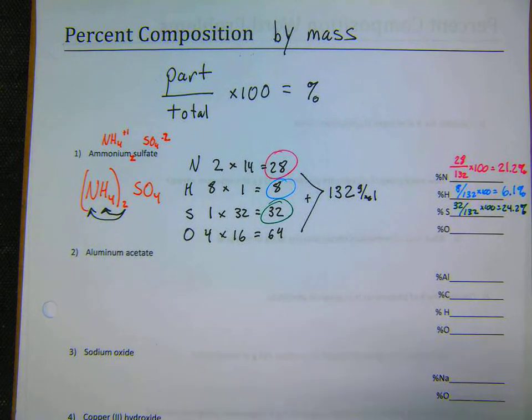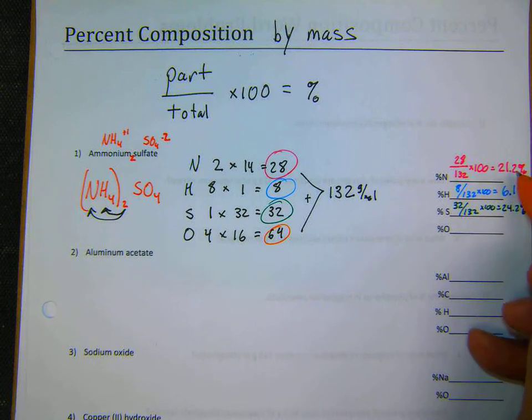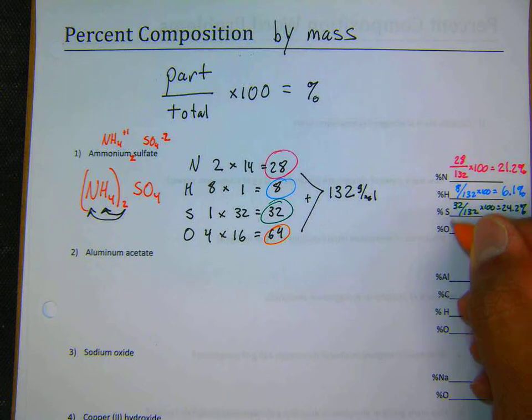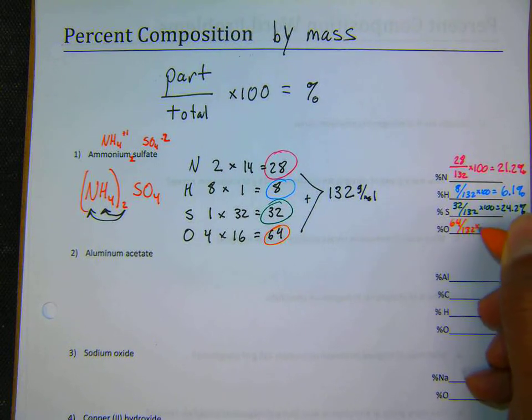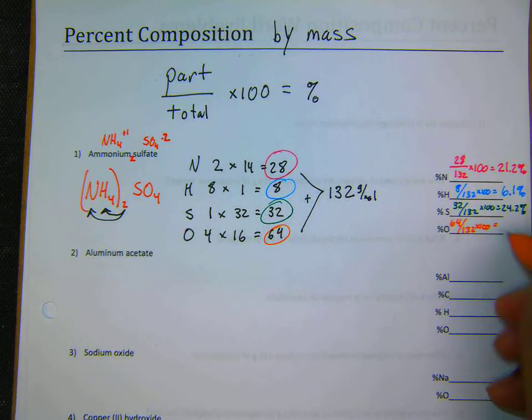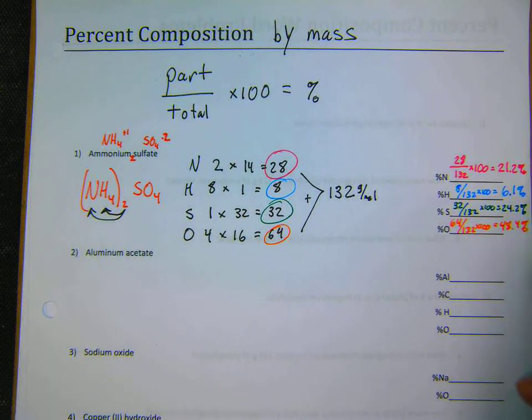And last is oxygen. Now what I could do is add up all these percentages and subtract it from 100. Or I can just go ahead and do 64 divided by 132 times 100. And I should get about 48.4%. Now, it's okay if these 4 numbers don't add up to 100 perfectly, as long as you're showing your work and they are consistently written to one place after the decimal. So that's how you find the percent composition.